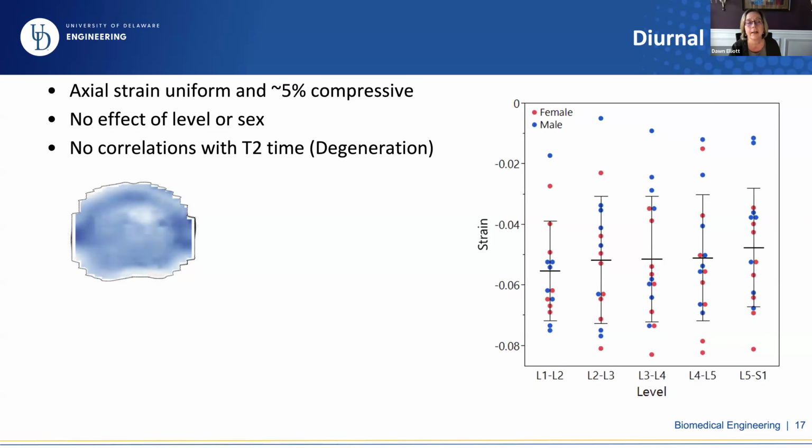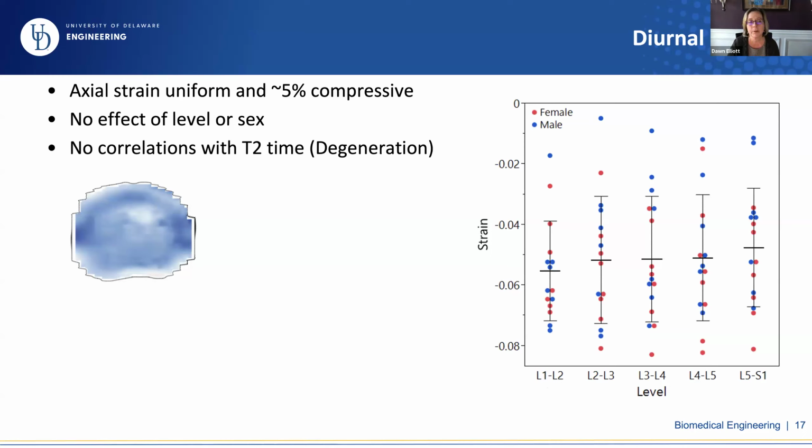If we look at the diurnal loading, you can see that the axial strain in this image was very uniform, and it's about 5% compressive strain. We didn't see any effect of spinal level or sex in this population of young individuals. I'm showing here the strain magnitude and compression for each level, L1, 2, all the way to L4, S5. The red dots are females, the blue dots are males, and you can see there's no difference between them.